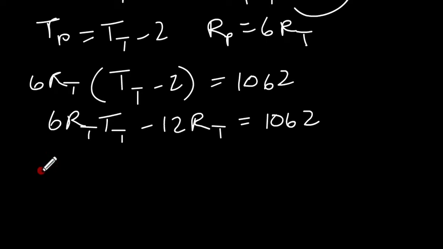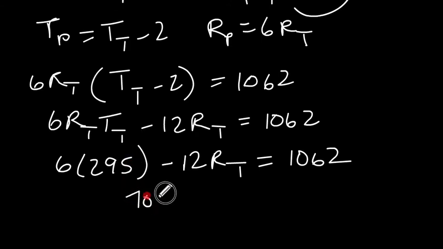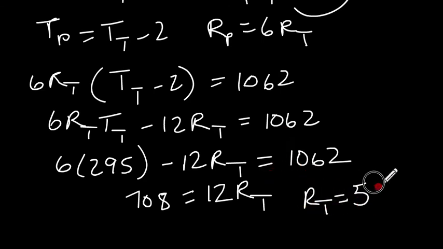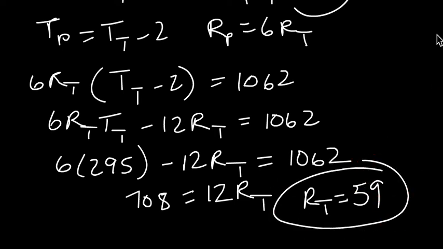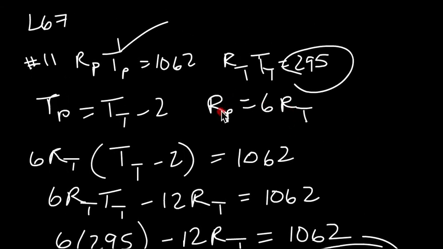So 6 times 295 minus 12 RT equals 1062. Multiply this together and subtract it from both sides. And we get 708 equals 12 RT. I subtracted it and subtracted this. And we get RT equals 59. And then I'm going to let you guys go back and find the other parts. So you take your 59 and put it where we have RT. So we put RT here, we're going to get RP. Then we can put RP in here and get TP. And then we can put TP in here and get TT, and there you go.